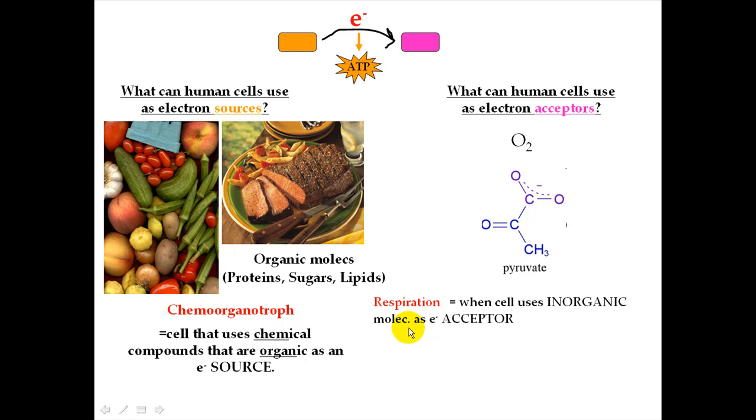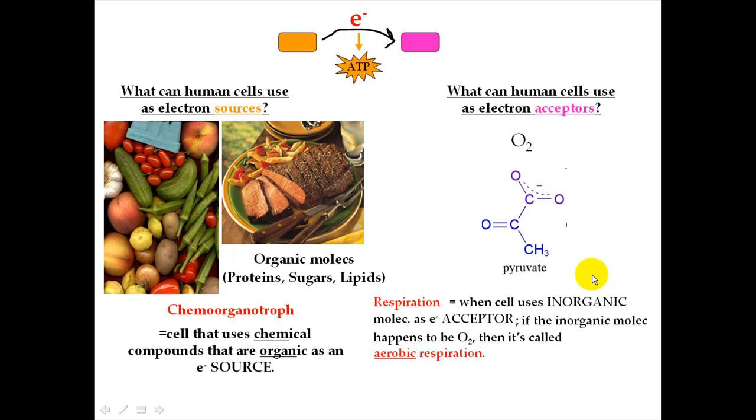We'll see that there are different types of respiration that a cell can use. If the inorganic molecule that the cell is using as its electron acceptor is specifically oxygen, then that type of respiration is referred to as aerobic respiration. So respiration is when an inorganic molecule is used as the electron acceptor. If it's specifically oxygen, then it's called aerobic respiration.